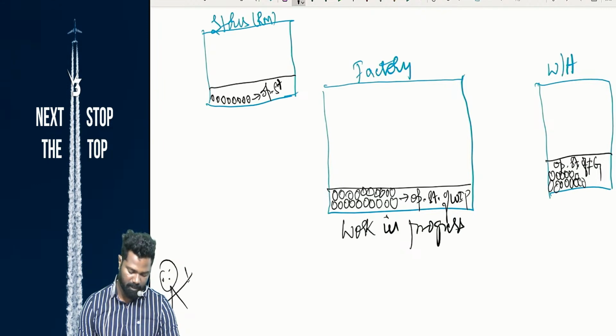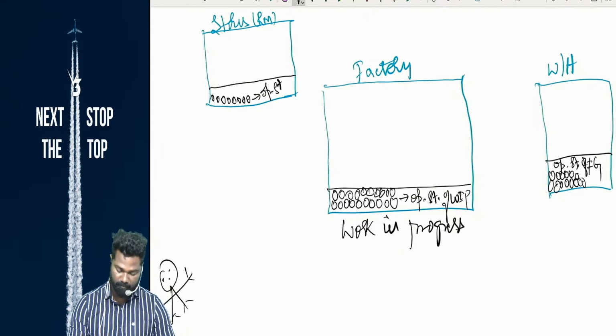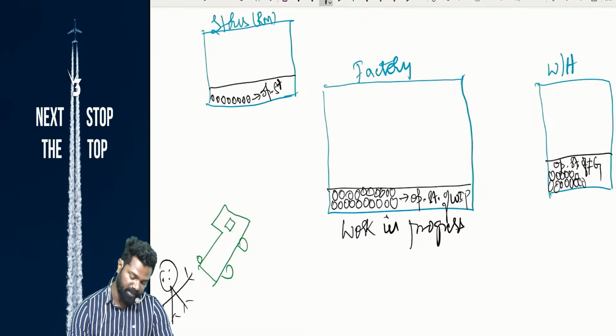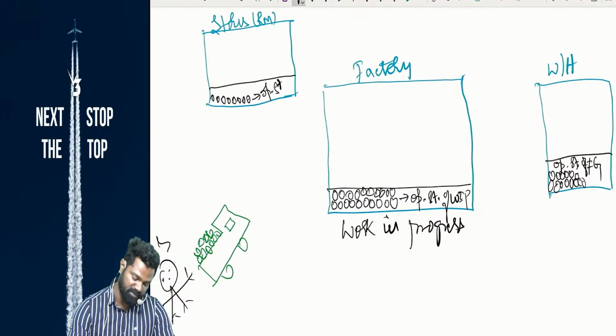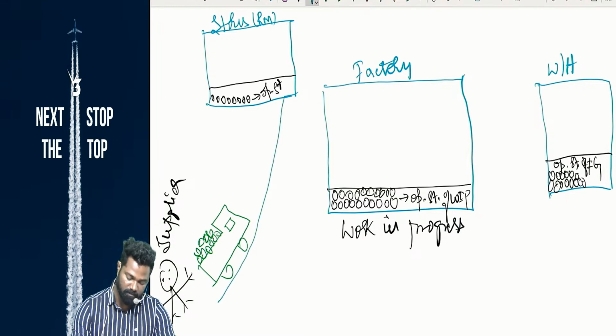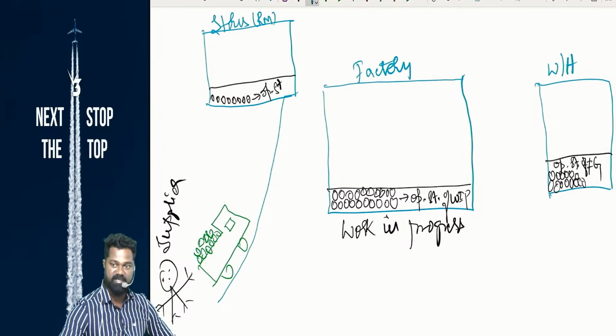I'm not good at diagrams. Please bear with me. And a truck is coming from here. Let us put the truck in a different color. Green color truck. And we are carrying raw materials from where to where? Let's name him as supplier. This is the road. We are carrying raw materials from supplier to stores. Clear? So we might have been paying some amount to the supplier, correct?